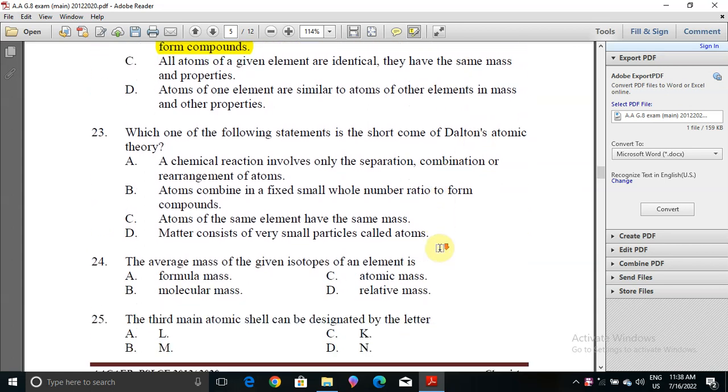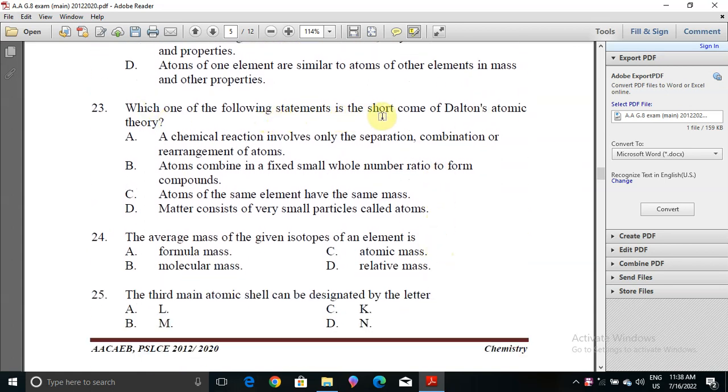Now question number 23. Which one of the following statements is the shortcoming of Dalton's atomic theory? That means the one which was wrong about Dalton's atomic theory. A chemical reaction involves only the separation, combination, or rearrangement of atoms, or atoms combine in a fixed small whole number ratio to form compounds, or atoms of the same element have the same mass, or matter consists of very small particles called atoms. The one which was the shortcoming of Dalton's atomic theory was that atoms of the same element have the same mass. Actually, they don't have the same mass.